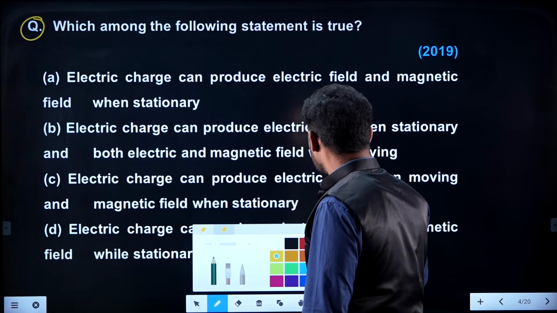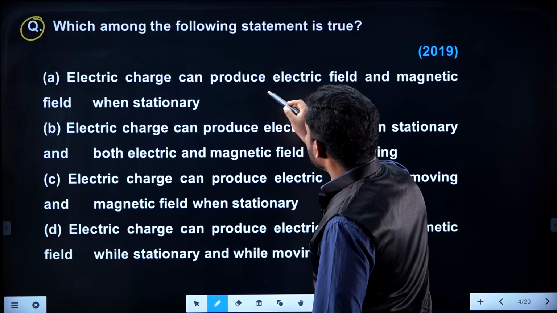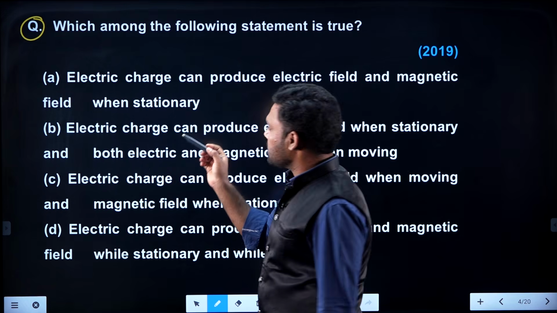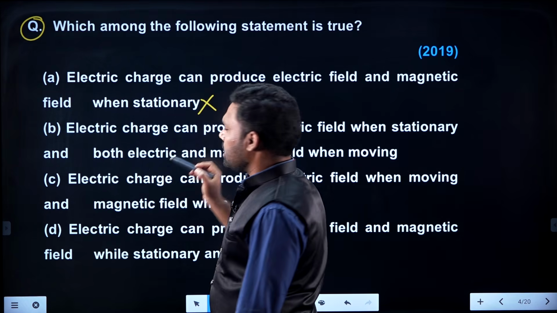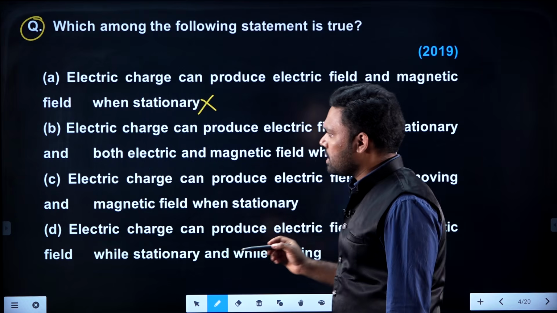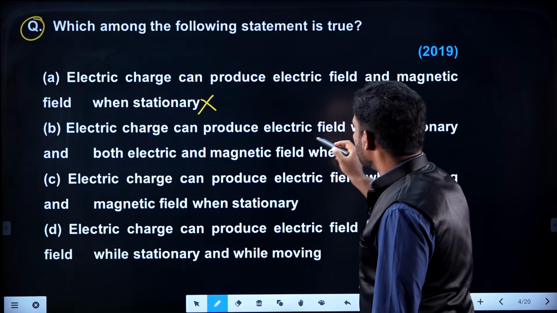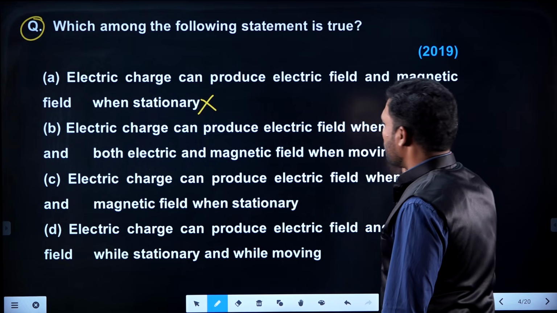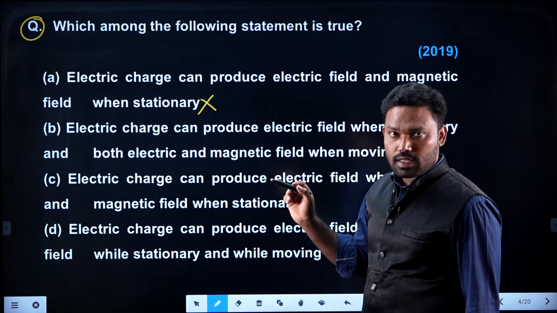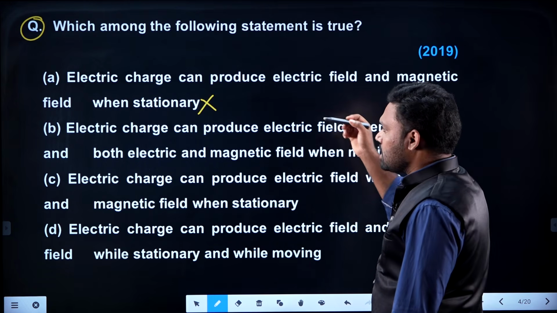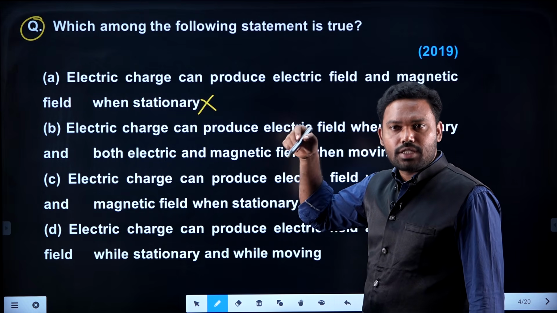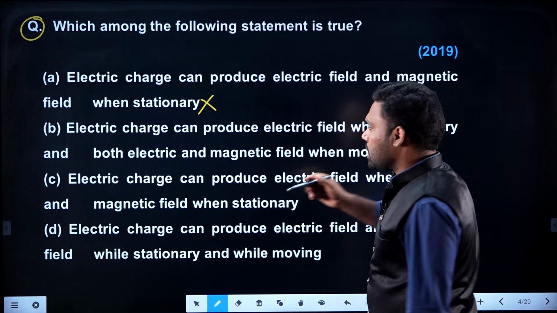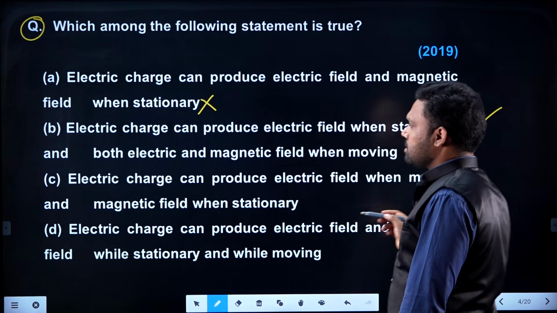What statements is he asking about? The electric charge can produce the electric field and magnetic field when it is stationary. No. When the charge is at rest, it can generate only the electric field, but not a magnetic field. Wrong statement. Electric charge can produce the electric field when stationary and both electric and magnetic fields when moving. Yes, it is correct. When the charge is at rest, it can generate the electric field. When the charge is moving, it can generate both electric and magnetic fields. This is a correct statement.